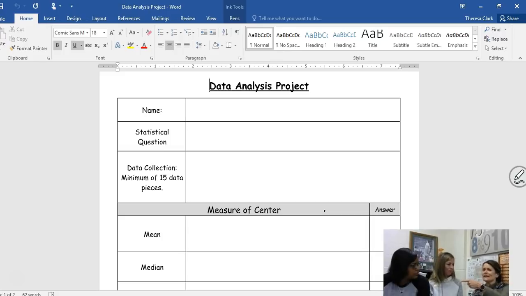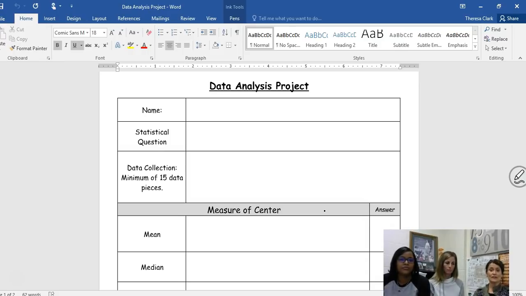Here's a question I've seen in the past: how many pets do you have? Everybody has 1, 2, or maybe 3. Now, some of you are going, I have 6 pets. But most of the data is going to be too close together. It won't be varied, and you won't be able to do the analyzing that we need to do for this project. So really think about that.